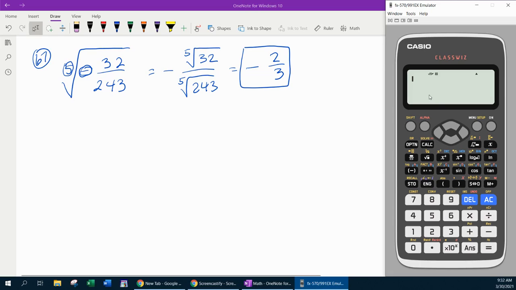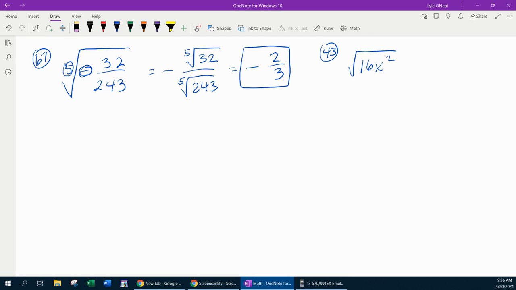Now, as a special treat, it is possible to input this problem the way it looks in the text into the ClassWiz. So again, we're going to start with the any root button, and then we're going to input the index, which is 5. Moving to the radicand, we're going to have negative fraction, 32 over 243. And do you see it is possible to input that so that it looks exactly the way it does in the text? And it gives us the answer. This calculator is freaking sweet.